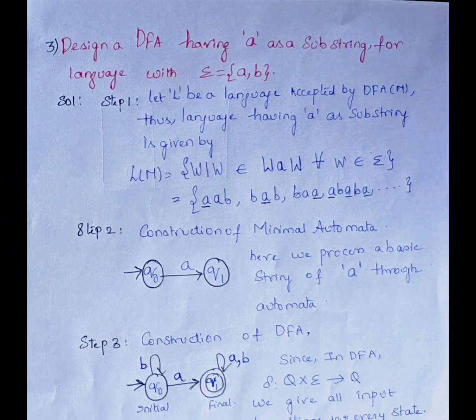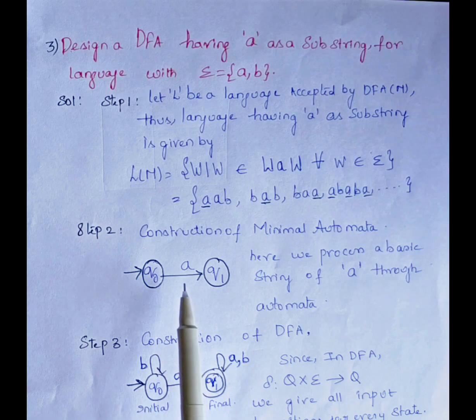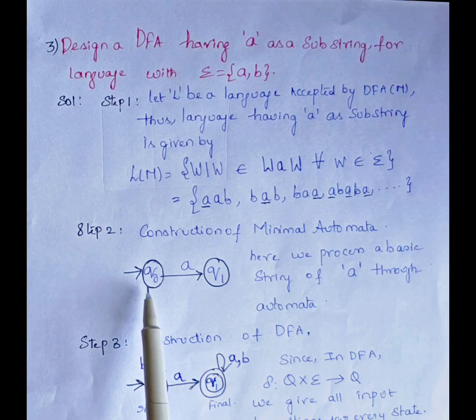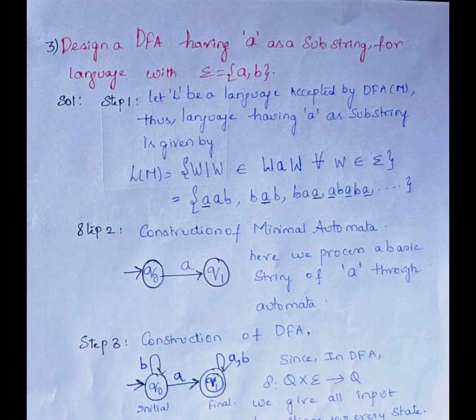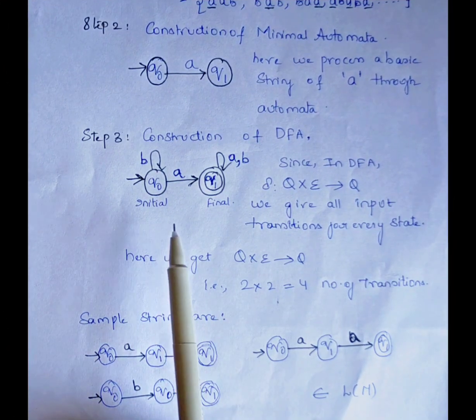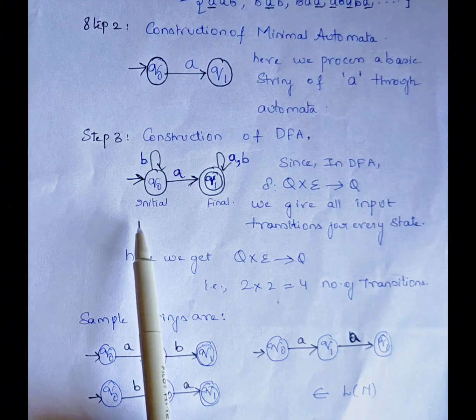Based upon the sample strings, now let's construct the minimal automata. The minimal automata is nothing but processing the basic string. The basic string is a substring which has the symbol A. So from the initial state Q0, upon reading A, it reaches the next state Q1. Based upon the minimal automata, we'll construct the DFA by giving the remaining transitions for the states.